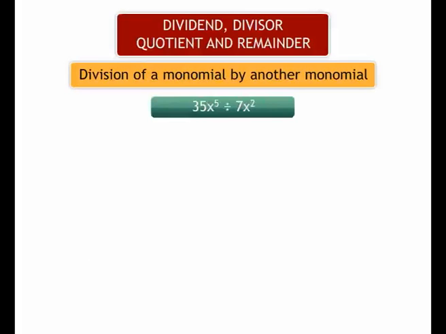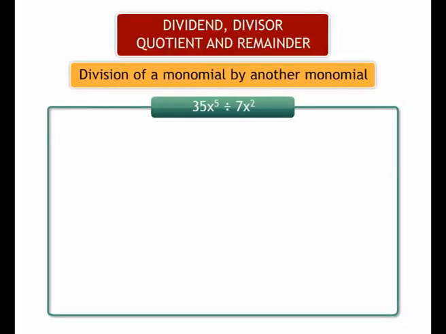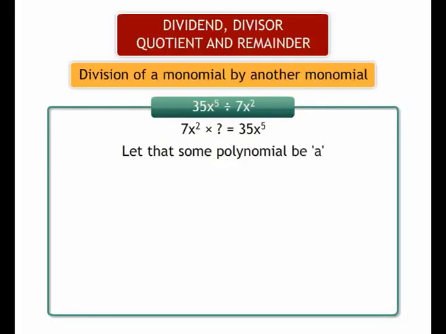35x raised to 5 divided by 7x square. This means that 7x square multiplied by some polynomial will give you 35x raised to 5. Let that polynomial be a. Therefore, 7x square multiplied by a is equal to 35x raised to 5. So to find a, we divide the coefficient of one monomial along with its variable by the coefficient of the other monomial along with its variable.